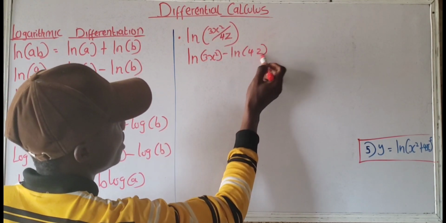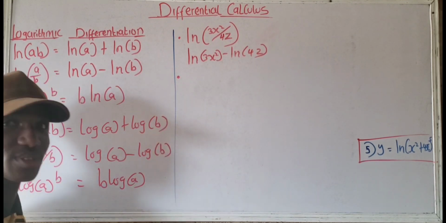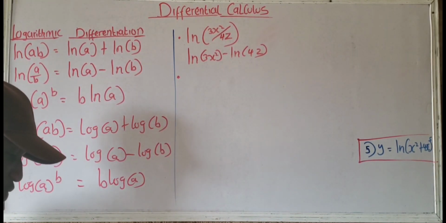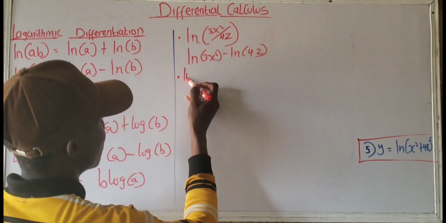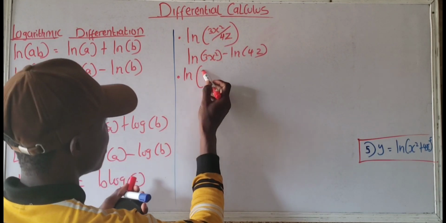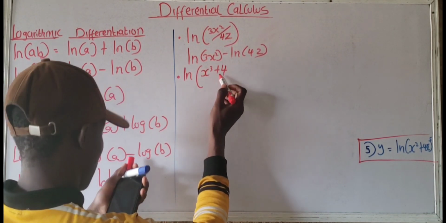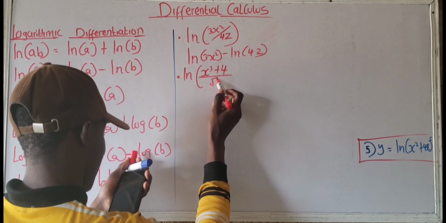You understand? If you got this answer, you are correct. Okay, let's proceed to the next question. Let's say you are asked to expand ln of x squared, okay, x cubed plus 4, all over the square root of y.